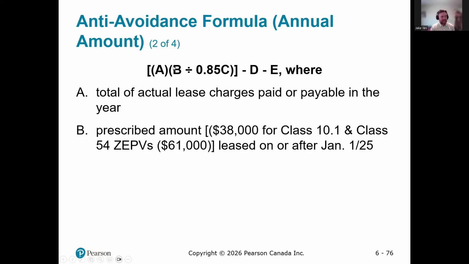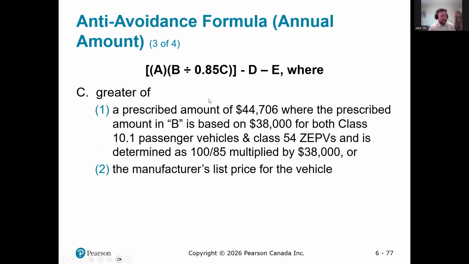So the formula is this. A is the total lease charges you have paid. And then B is the prescribed amount, 38,000 for class 10.1, or 61,000. For this course, let's focus on the 38,000. C is the prescribed amount of 44,706 or the manufacturer's list price. So it uses the larger number.